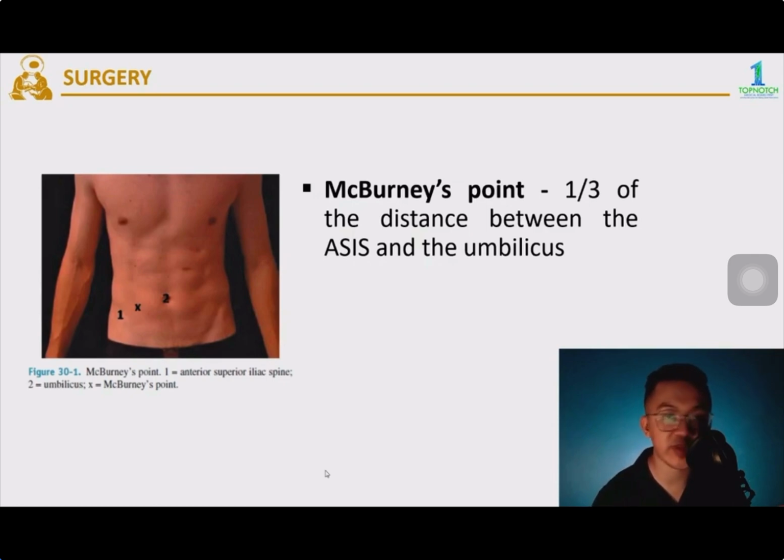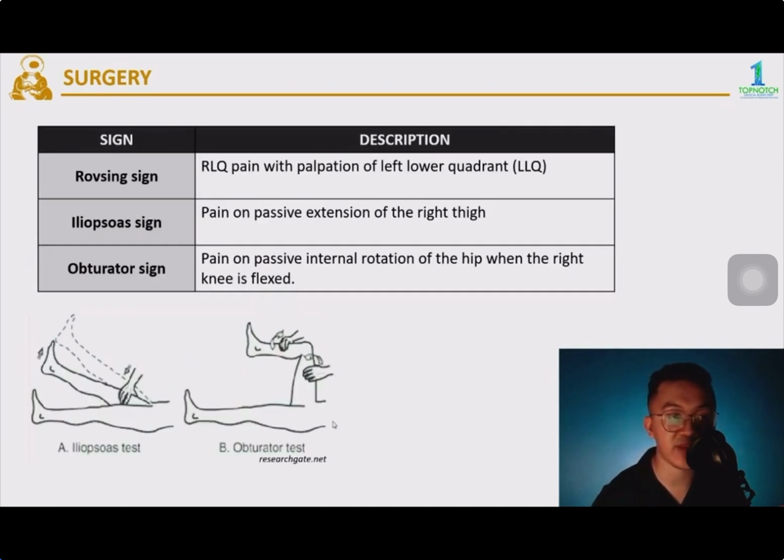Other terms you need to know about appendicitis is McBurney's point, which is one-third of the distance between the anterior superior iliac spine and the umbilicus. This is usually the point of maximal tenderness in a patient with appendicitis, and it's also the site where you usually do an incision. Other eponymous signs for appendicitis are Rovsing's sign, iliopsoas sign, and obturator sign.